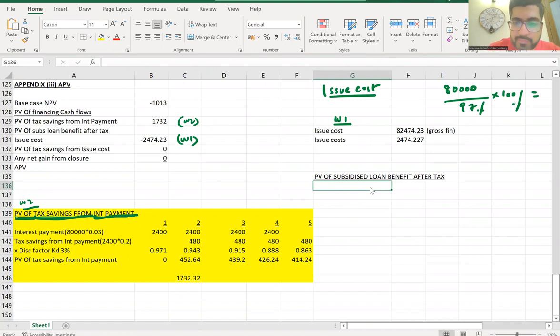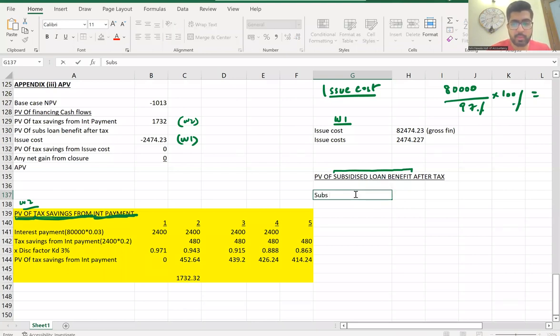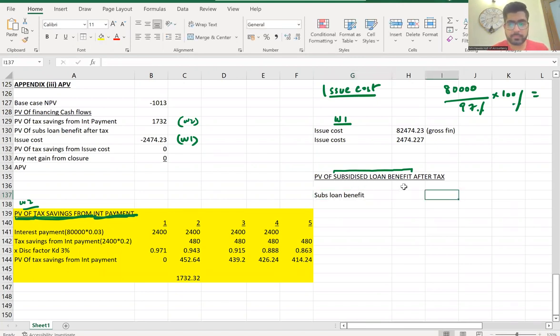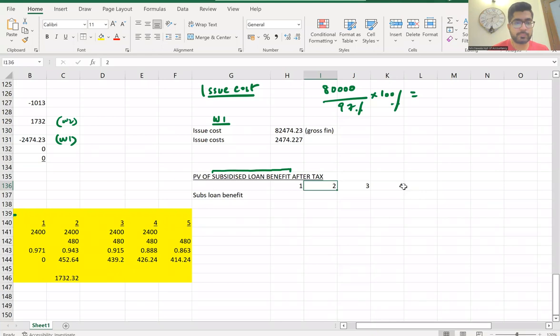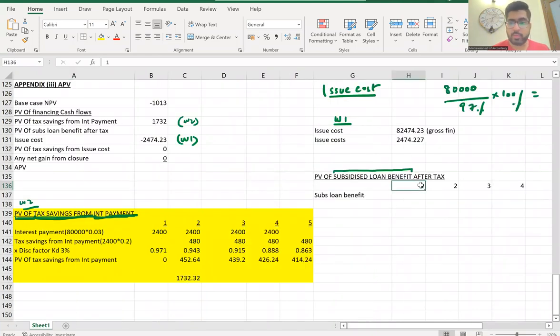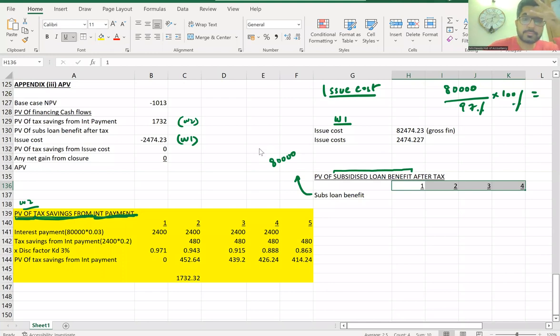To get the subsidized loan benefit after tax, first find the subsidized loan benefit here. So, what is the subsidized loan benefit you are getting? Remember, you took a loan of 80,000. Okay, you took a loan of 80,000.